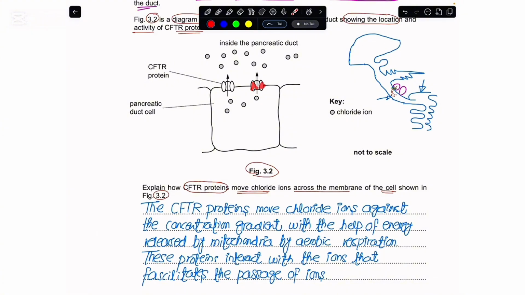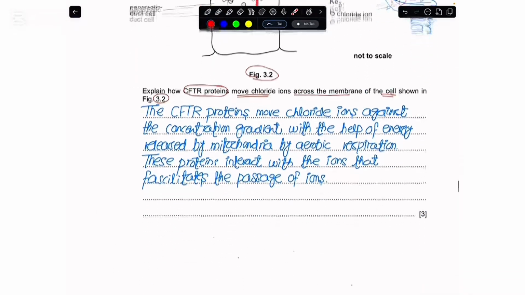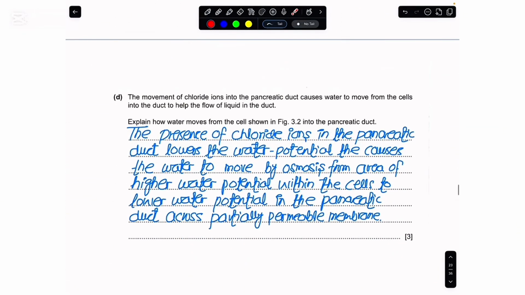And these carrier proteins that we have got, when they make contact with the ions, they change their shape, and that would facilitate the passage of the ions out of the pancreatic cells, and ultimately they are moving into the pancreatic duct. Moving further, for a total of 3 marks, they say that the movement of the chloride ions into the pancreatic duct causes the water to move from the cells into the duct, and that would help the flow of liquids in the duct.